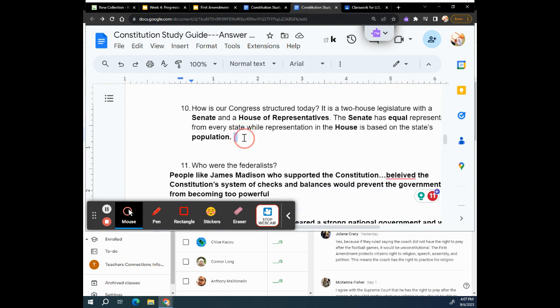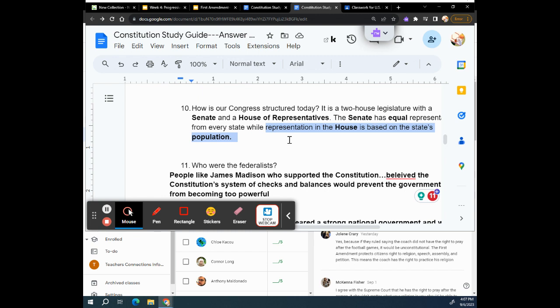Our government structure today, remember, this was the Great Compromise. So we have a two-house legislature today. That's how our Congress is set up, with a Senate and a House of Representatives. The Senate has equal representation from every state. Remember, every state gets 2 senators, okay? And then representation in the House is based on the state's population.